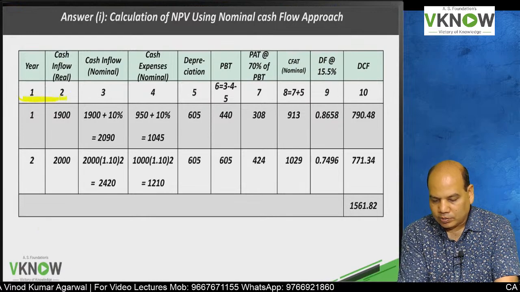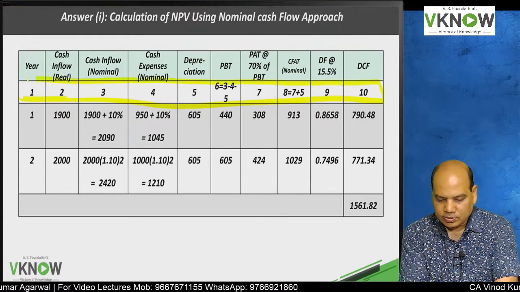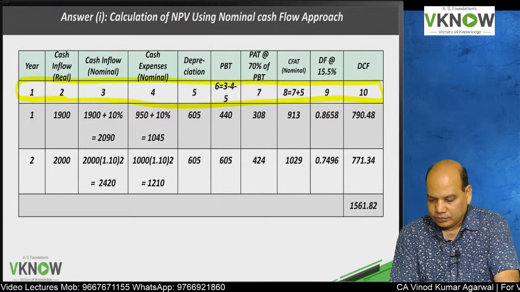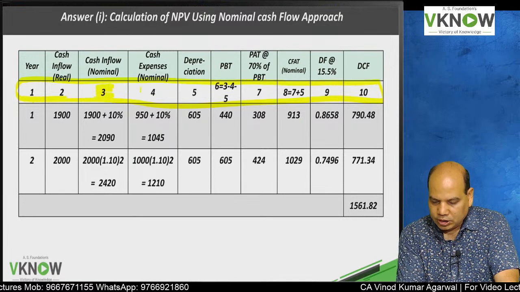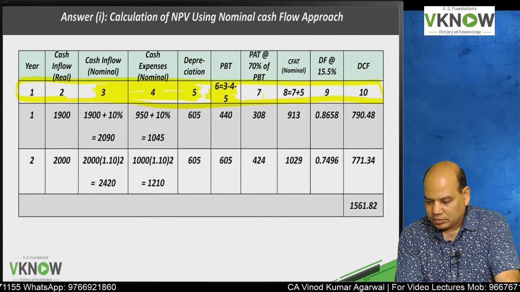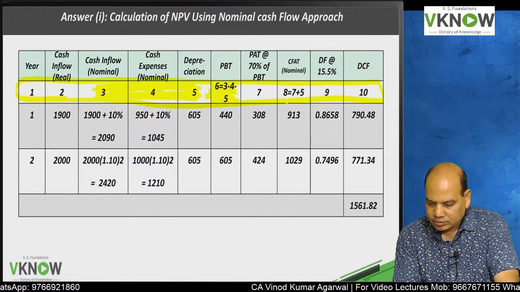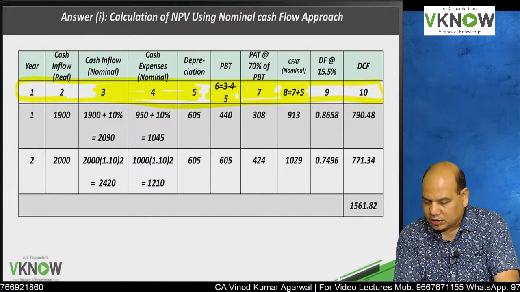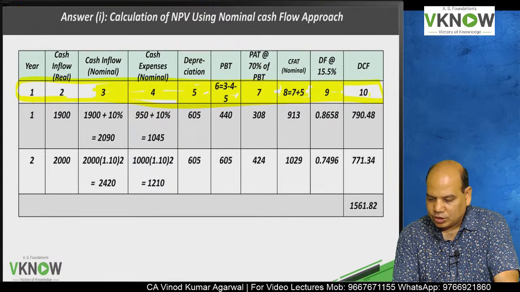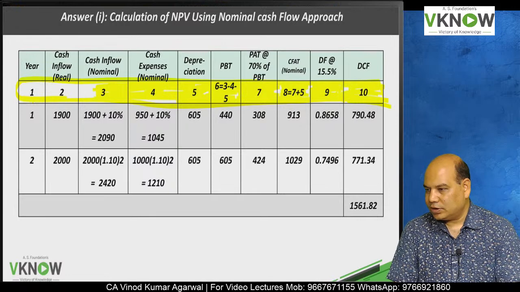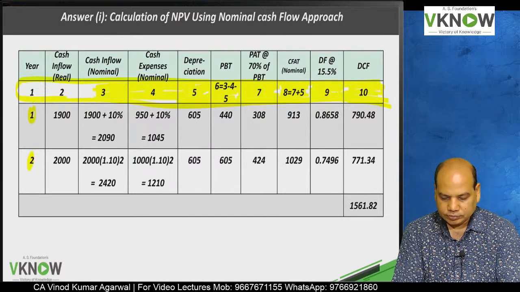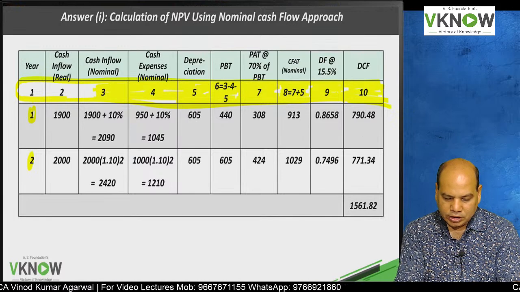Draw this table first. Write down the column numbers also. Column numbers 1, 2, 3, 4, 5, 6 will be as shown; column 3 minus 4 minus 5 is PBT. Column number 7 is PAT, and column 8 will be PAT plus depreciation, that is column 7 plus column 5. Then the 9th column is the discounting factor, and the 10th is the present value. Okay, so we'll go column by column. In the first column write year 1, year 2.